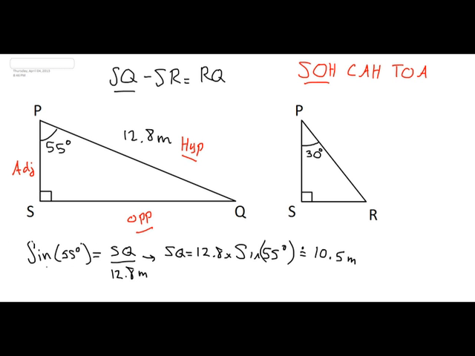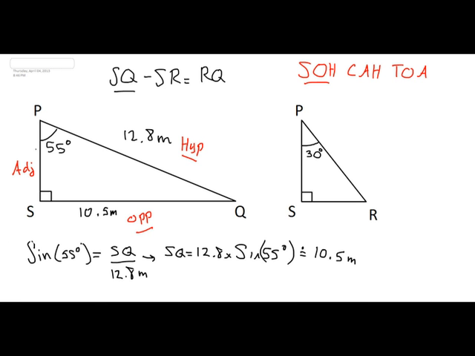So completing our work here, we know that the sine of 55 is equal to our opposite side, SQ, over 12.8 meters. Therefore, using our algebra skills, we find that SQ is equal to 12.8 times the sine of 55 degrees, which to the nearest tenth of a meter is 10.5 meters. So what we're going to do now is solve for SR. But notice that we need another side of this triangle to solve for SR. Well, how can we get it?